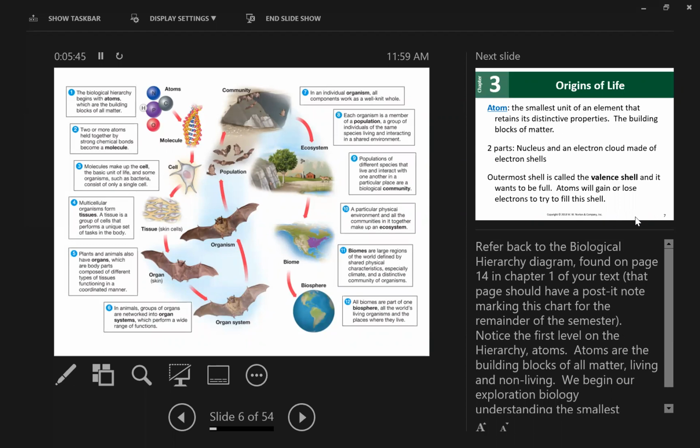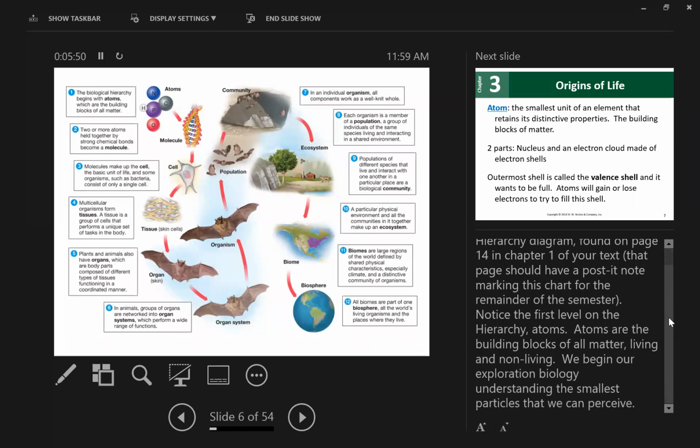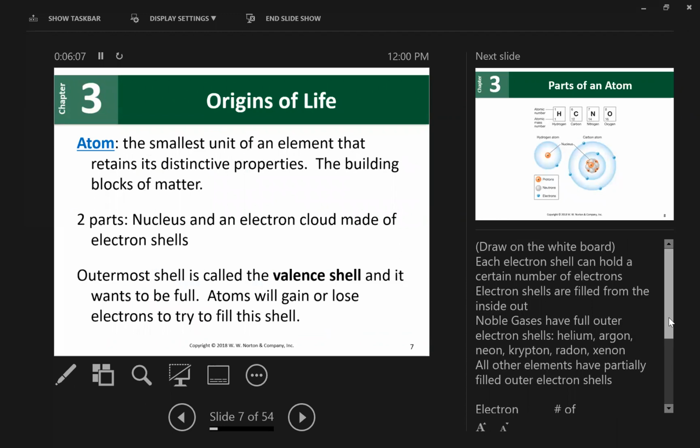Please notice that the first level on the hierarchy are atoms. Atoms are the building blocks of all matter, living and non-living. We begin our exploration of biology understanding the smallest particles that we can perceive. So an atom, like I just mentioned, is the smallest unit of an element that retains its distinctive properties, the building blocks of matter. There are 2 parts to an atom.